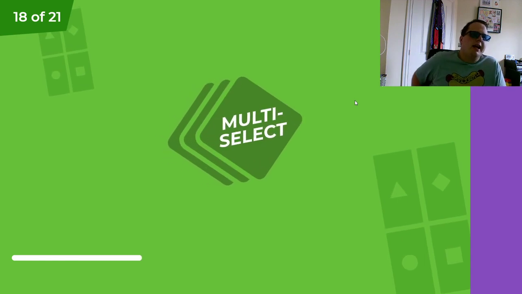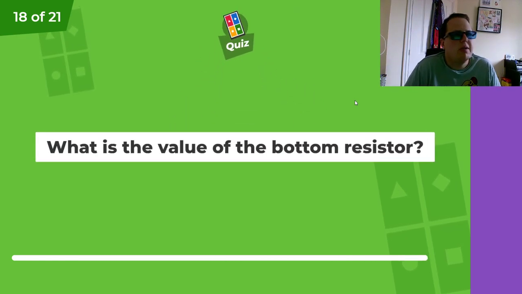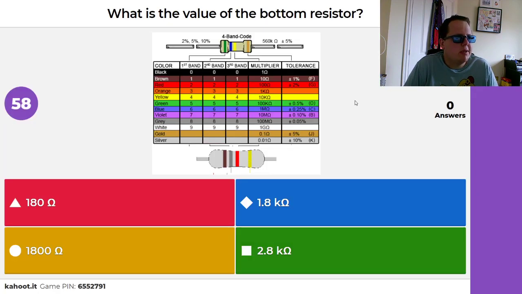So again, this is multi-select, select the right answers, and worth double points. So what is the value of the bottom resistor? So what is the value of this resistor?